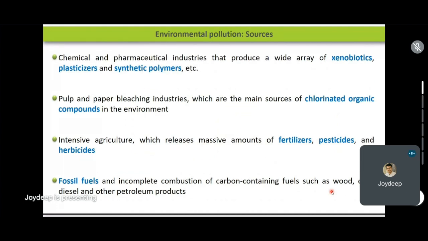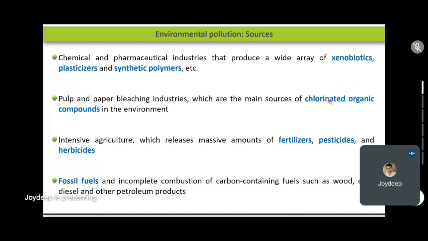Talking about the sources of such pollution, this is also not new for us, that chemical and pharmaceutical industries contribute a lot to this kind of xenobiotics, like plasticizers, synthetic polymers, so on, different aromatics, polyaromatics. And then again, industries like pulp and paper bleaching industries, which are contaminating the environment with chlorinated compounds, organic compounds mostly.